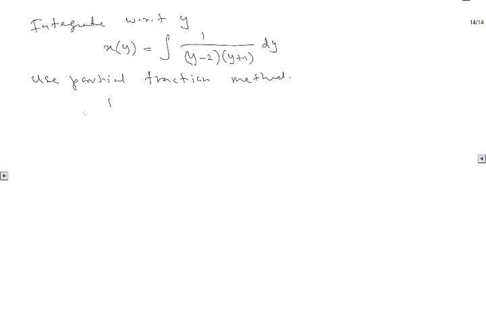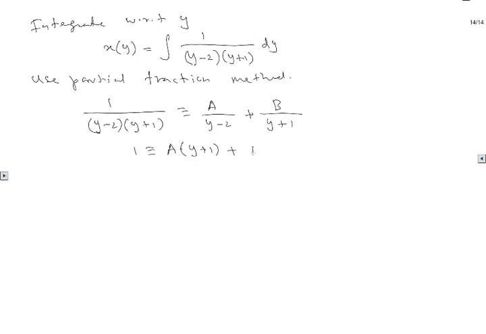To do that, we can write this one as partial fraction, so 1 over (y minus 2)(y plus 1) is A over y minus 2 plus B over y plus 1. Now we're going to cross multiply by the common denominator, so you can write this as 1 equals A(y plus 1) plus B(y minus 2). The substitution method is the easiest for this kind of problem. Remember we discussed how to do that.